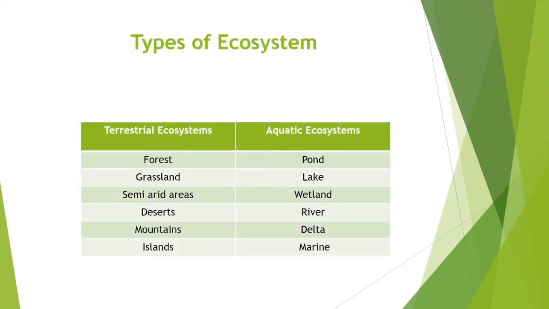Types of ecosystem. There are mainly two types of ecosystems, terrestrial and aquatic. Terrestrial ecosystems are those found only on land, and aquatic ecosystems are the ones which are found in water bodies.